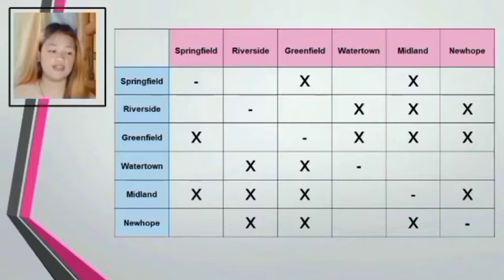Habang ang Greenfield naman, may apat itong biyahe patungo sa Springfield, Watertown, Mainland at New Hope. At sa Watertown naman, meron lamang itong dalawang biyahe patungo sa Riverside at Greenfield. At habang ang Mainland, meron itong apat na biyahe patungo sa Springfield, Riverside, Greenfield, at New Hope. At sa panghuling biyahe naman, simula New Hope patungo sa Riverside, Greenfield, at Mainland.